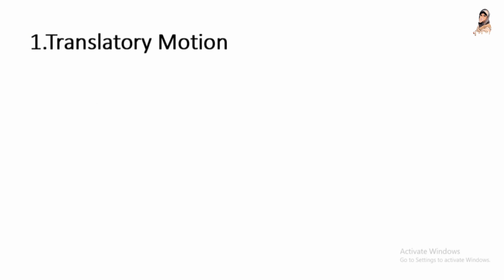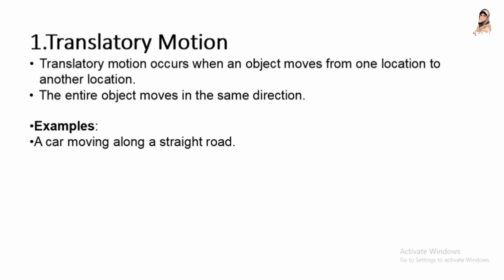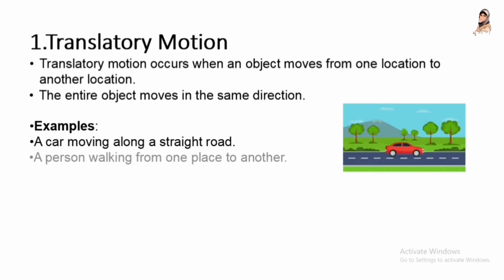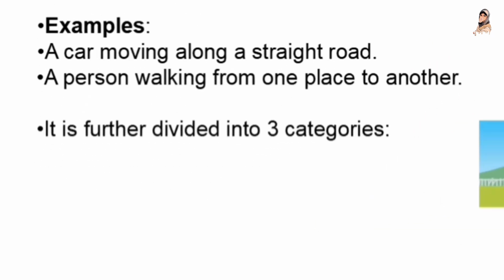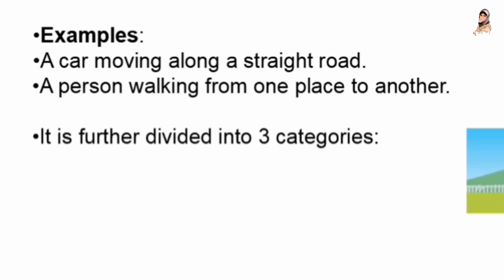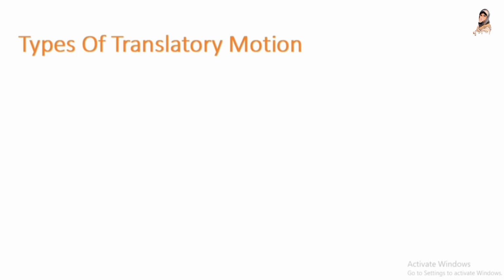The first type is translatory motion. Translatory motion occurs when an object moves from one location to another location. The entire object moves in the same direction. For example, a car moving along a straight road. Similarly, a person walking from one place to another is the example of translatory motion. Translatory motion is further divided into three categories: rectilinear, curvilinear, and random motion. Let's discuss the types of translatory motion.